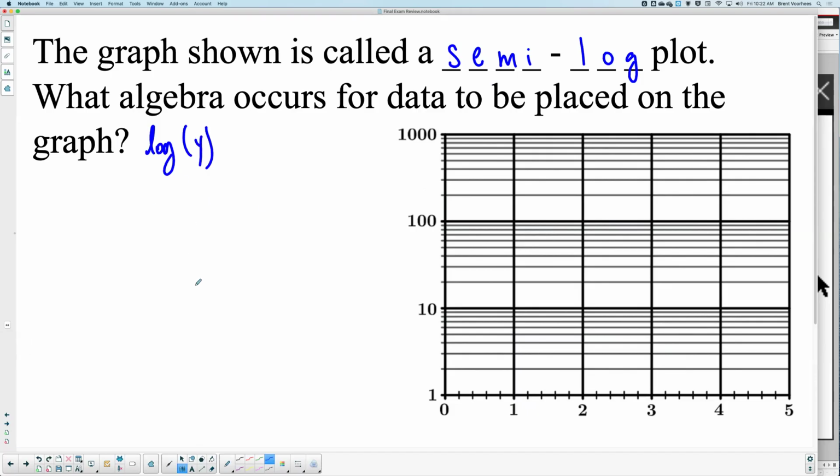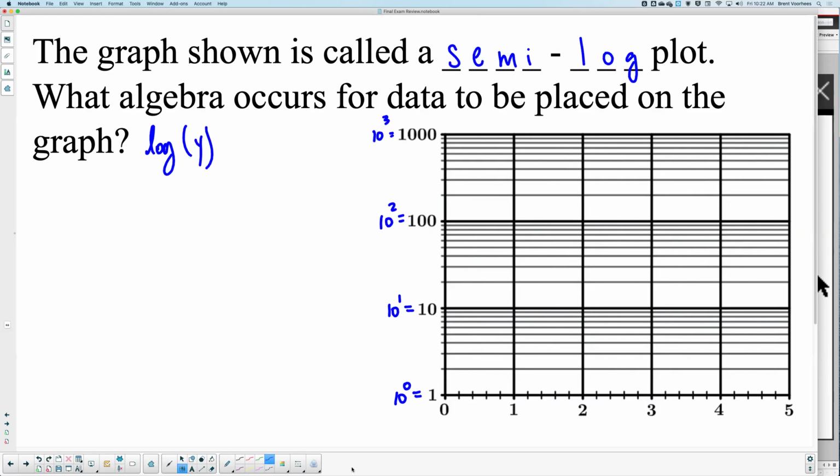That's what happens. So remember that these lines aren't counting by ones. They're not counting by tens, hundreds, or 20s or 30s. What are we actually counting by? Powers. And so come over here. This is 10 to the 0 power. This is 10 to the first power. This is 10 to the second power. This is 10 to the third power.